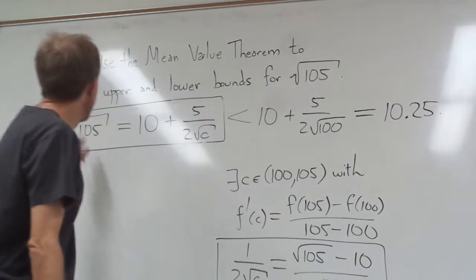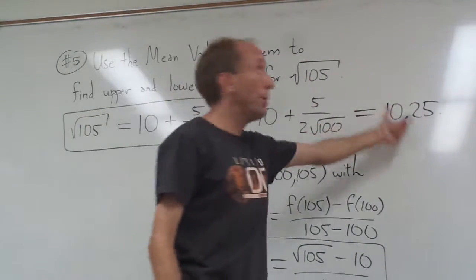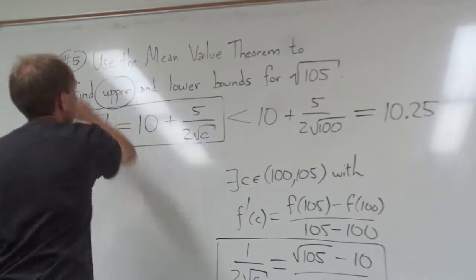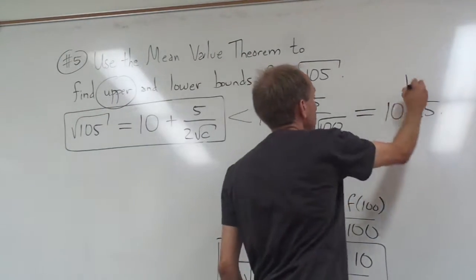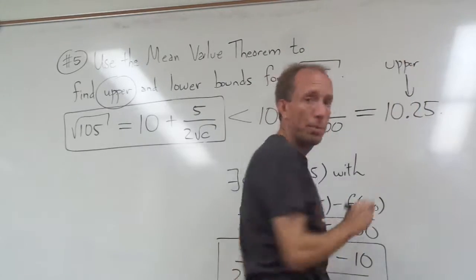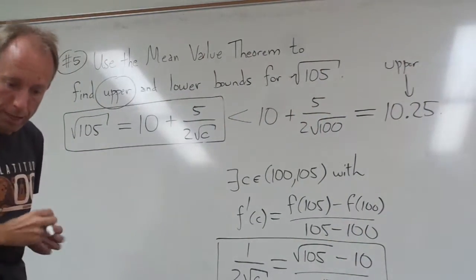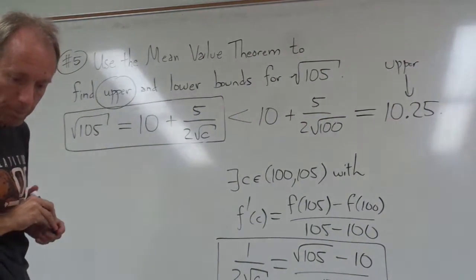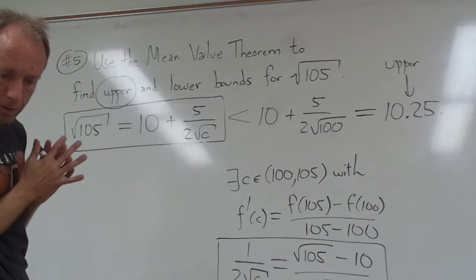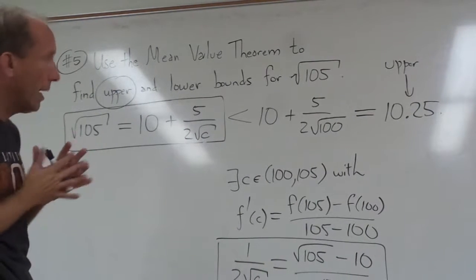Okay? So the square root of 105 has an upper bound. We were asked to give both upper and lower bounds. This would be an upper bound right here. An upper bound would be 10.25. Okay? What about getting a lower bound on this thing?